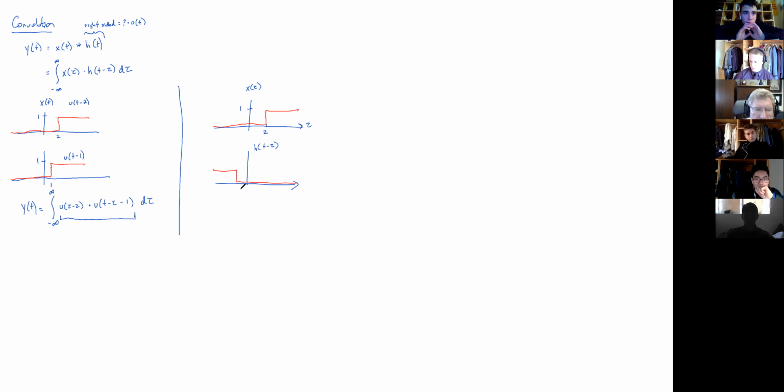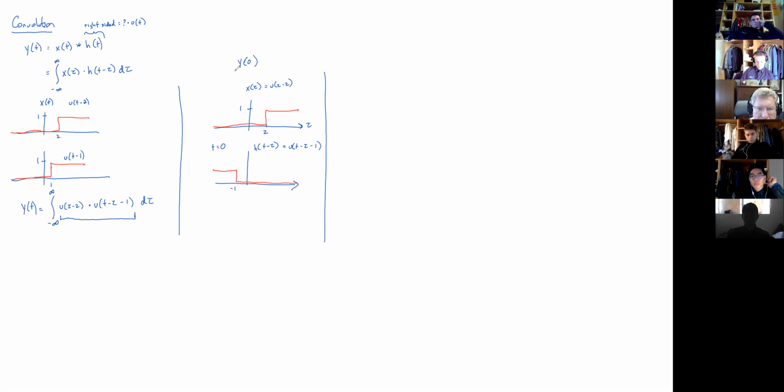And we're going to have to here, so this is u of tau minus two, and this is going to be u of t minus tau minus one. So I guess I need to have a value of t for this. Just to give me something to start with, I'm going to always start with t equals zero. That just lets me flip it right around the axis, and then this becomes minus one. And so this whole section we're doing graphically is true only for y of zero.